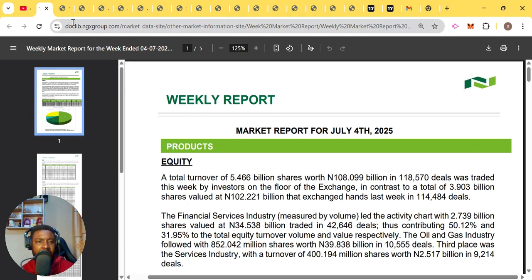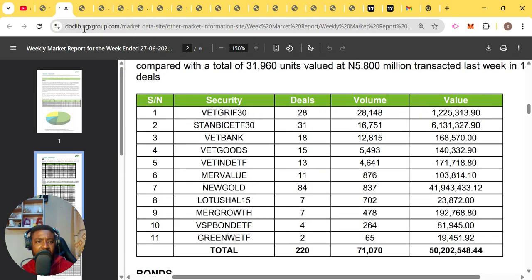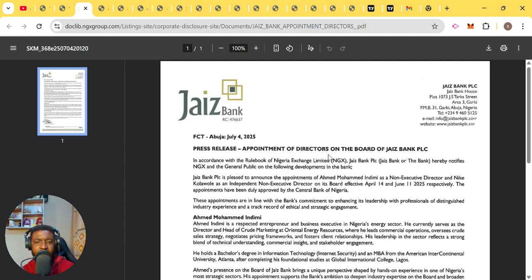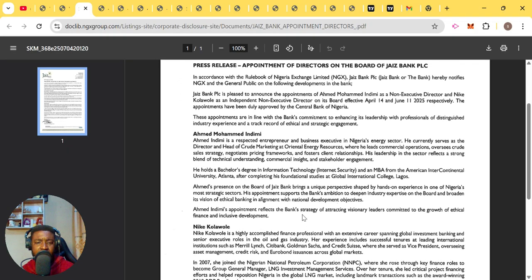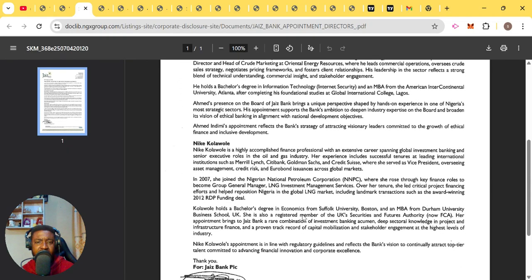So before we go in, let's just look at some few information. We have some few information for you. Jais Bank press release, appointment of directors on the board of Jais Bank. So we have Ahmed Muhammad Indimi. So this is one of the directors. We also have Nike Kolawole. He's also a director. At your leisure, you can go and read their profile.